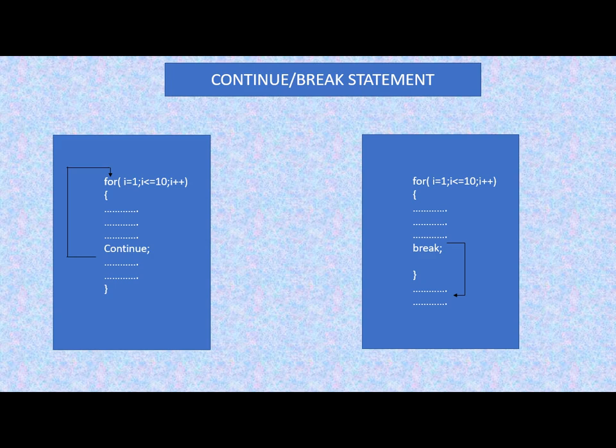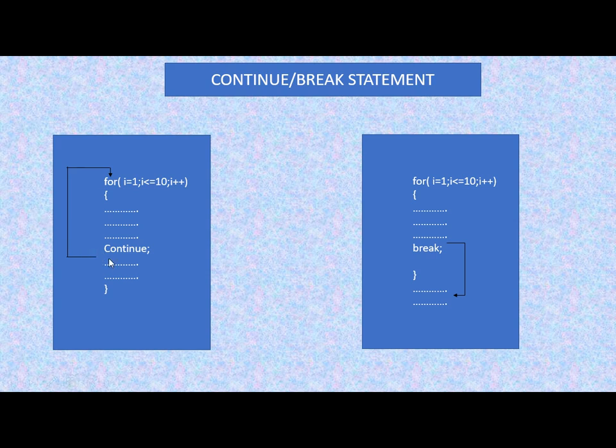Hello everybody, in this video we are going to study the continue and break statements which we can use in our program. As you can see in this for loop, I have used both continue and break, but they will both have a different impact on the program control. Now, what will happen if the program control encounters a continue statement?